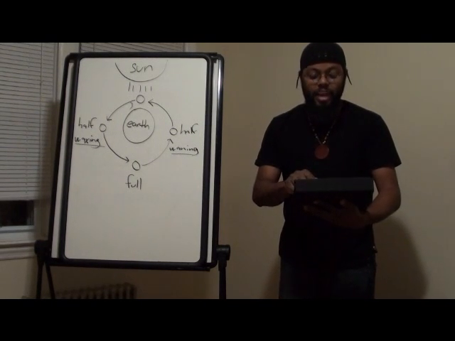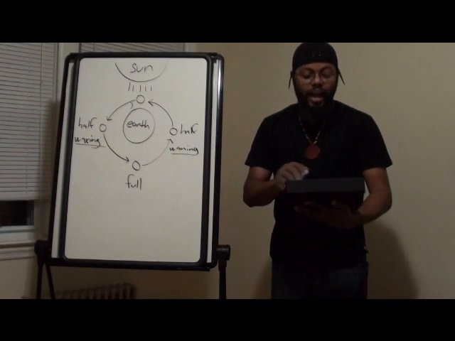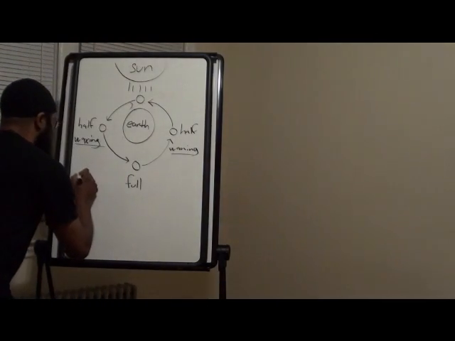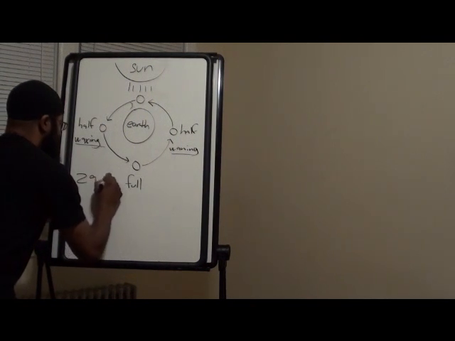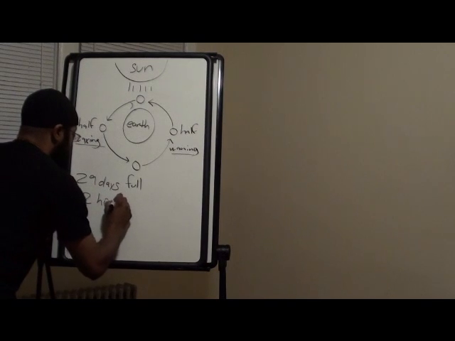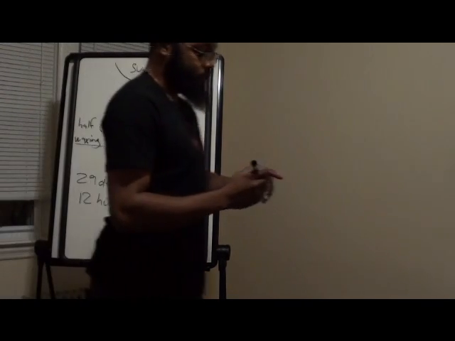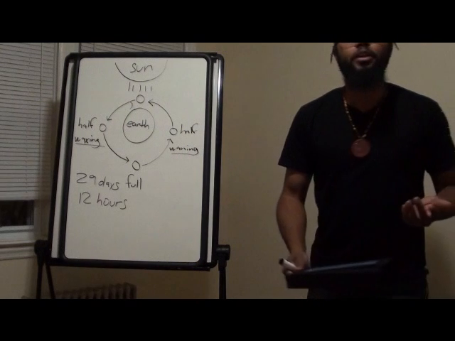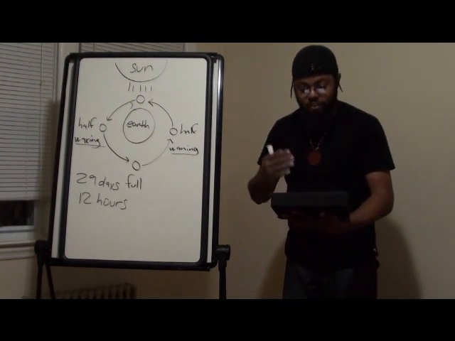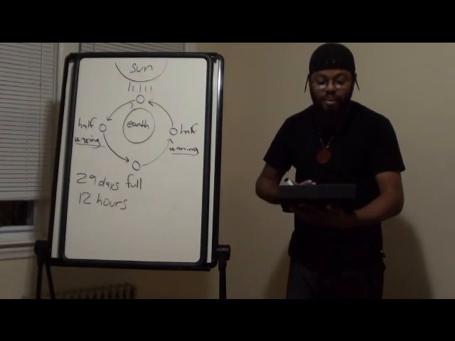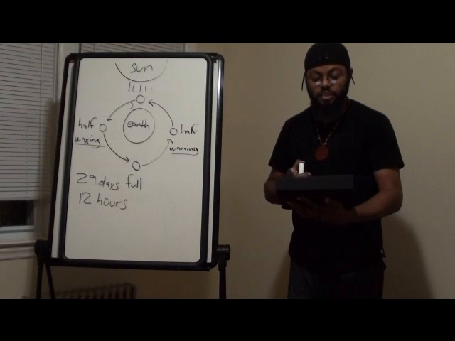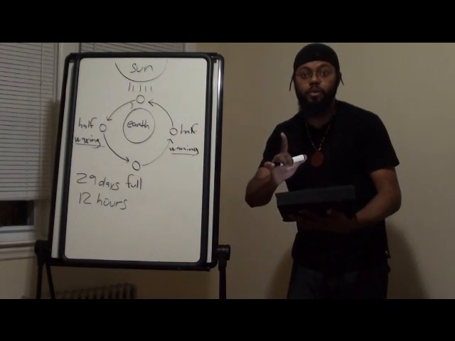Okay? It takes the moon 29 days plus 12 hours. Now, let me write that up on the board. 29 days, 12 hours. Okay? And what we normally do, we round that off to 30 days. Okay? But the exactness of it is the 29 days plus 12 hours to orbit the earth and go through its phases. Now, here's the problem we face.